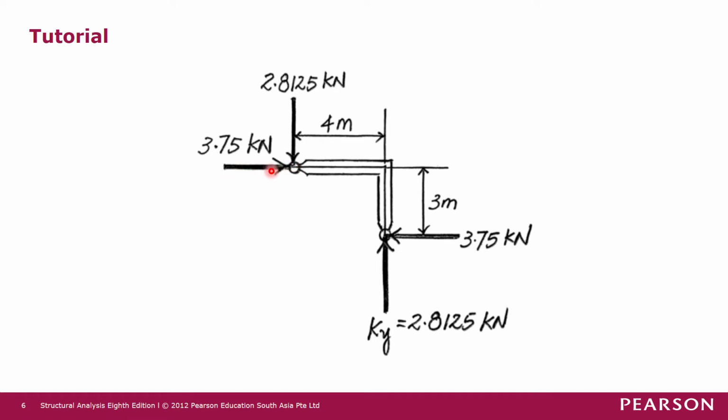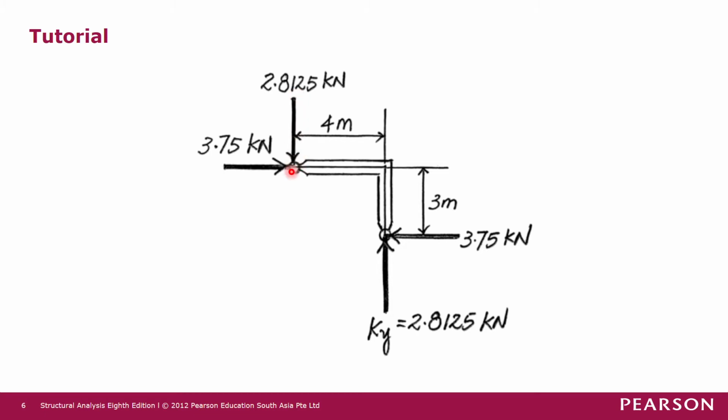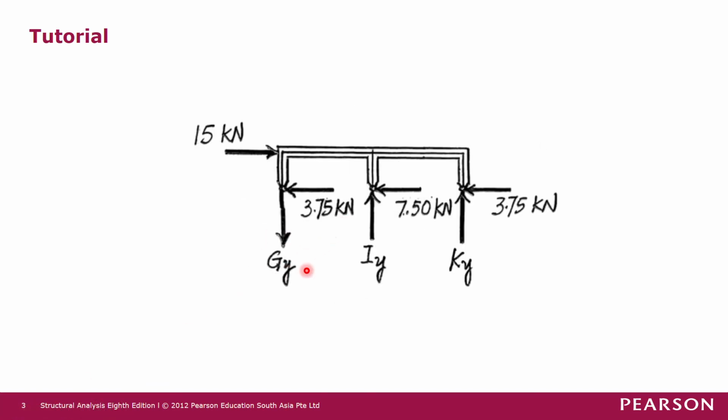So in the other free body diagram of the same joint, the force must be going from left to right, opposite of the previous force. And this Jy is going upward, so this Jy must be going downward in the other free body diagram of the same joint. One is action, one is reaction. So the only unknown in this free body diagram here is Ky. So by just summing forces in the vertical direction, we have Ky minus 2.8125 equals to 0. So Ky equals to 2.8125 kilonewton. So we have already solved for Ky in this manner. So now we have already solved for all the unknown forces of Gy, Iy, and Ky with this solution.